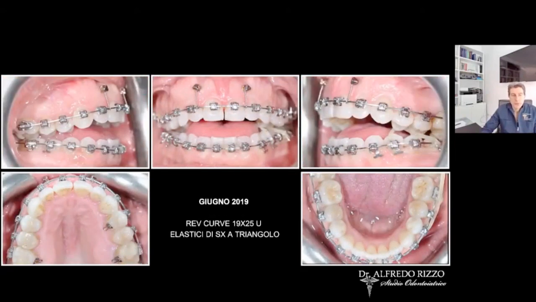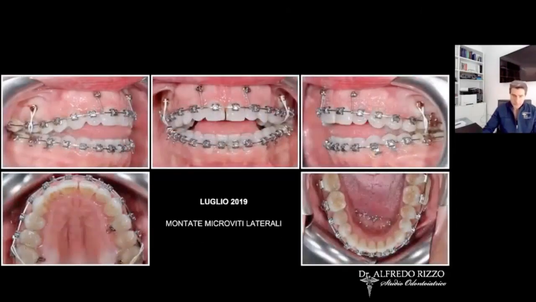In June 2019, I add the reverse curve 19/25 in the upper in order to intrude the posterior teeth in the upper jaw because our anterior area has been fixed and their extrusion is prevented. This is why we will see only the intrusion of the posterior teeth. In July, I have started a more active intrusion of the posterior teeth.